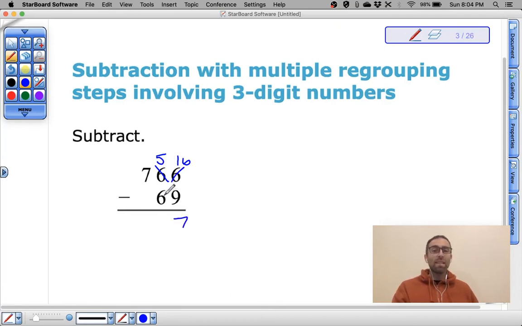5 minus 6, I can't do that. So some people might say, oh, 6 minus 5 is 1. Can't do that. If you have 5 of something, you can't take 6 away. So you have to borrow from this 7. So this 7 here will become a 6, and the 5 becomes a 15. I can do 15 minus 6 to get an answer of 9. 6 minus nothing is going to be 6. So I get an answer of 697.